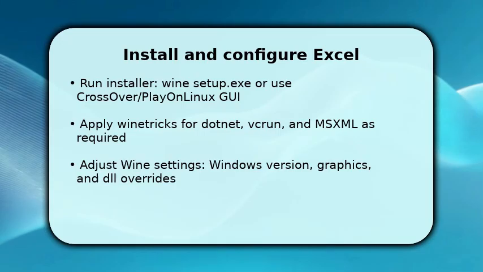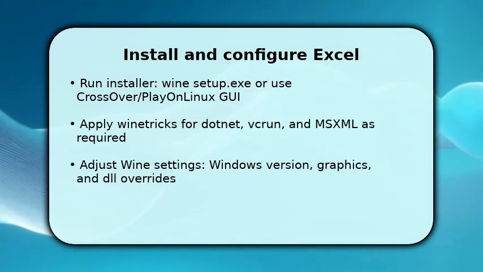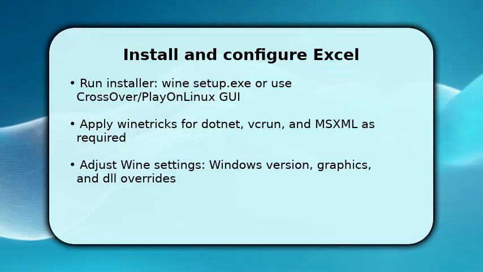Next, run the Excel installer through your chosen compatibility layer, Wine with setup.exe, or via the CrossOver or PlayOnLinux launcher. During installation, follow the prompts and pause to apply Winetricks for .NET, vcrun, and MSXML if needed. These provide runtime libraries Excel expects.